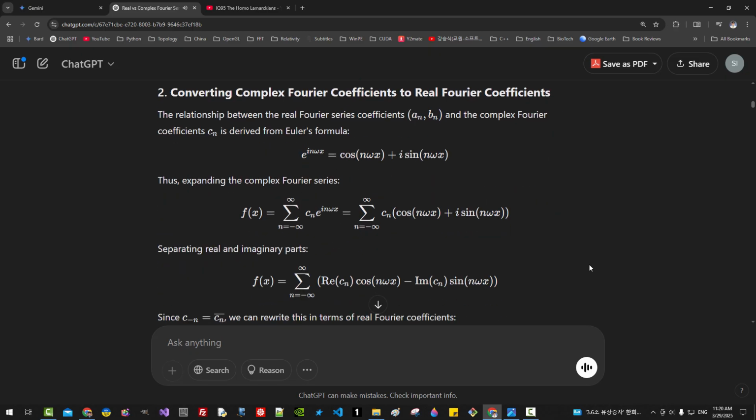2. Converting complex Fourier coefficients to real Fourier coefficients. The relationship between the real Fourier series coefficients, an, bn, and the complex Fourier coefficient cn is derived from Euler's formula, e^(i n omega x) equals cos(n omega x) plus i sin(n omega x). Thus, expanding the complex Fourier series, f(x) equals the sum of cn e^(i n omega x) equals the sum of cn (cos(n omega x) plus i sin(n omega x)). Separating real and imaginary parts.